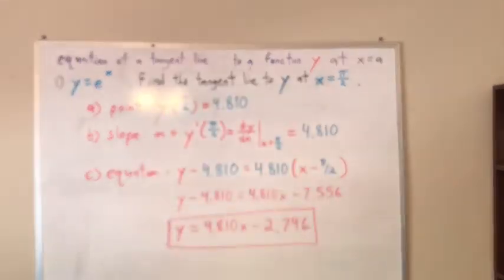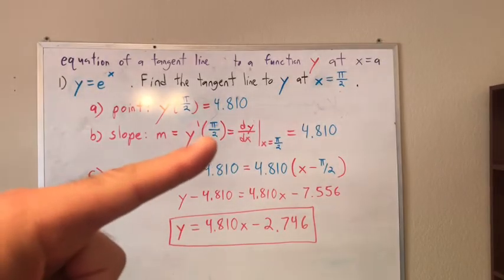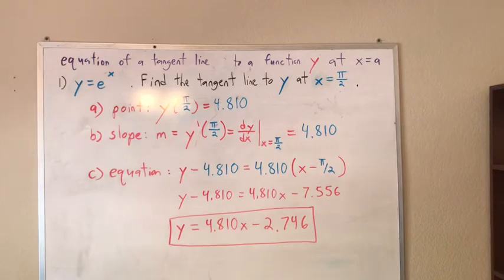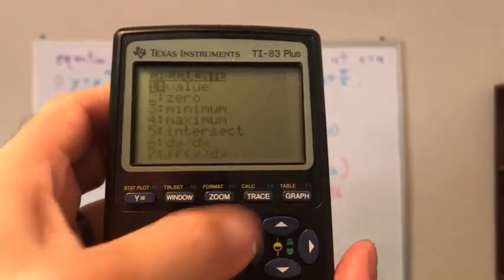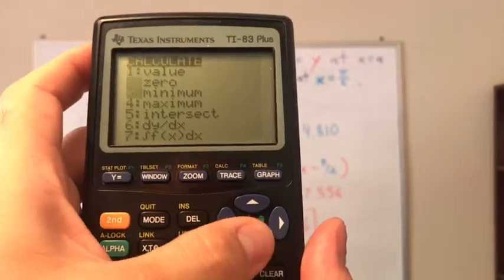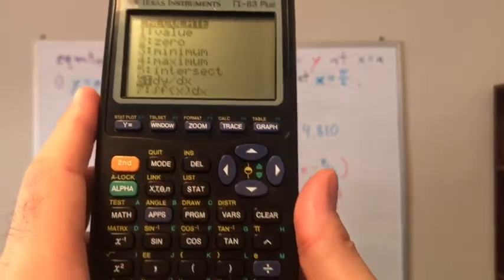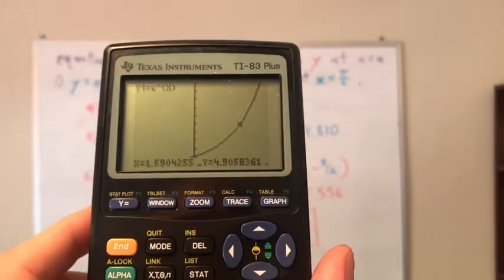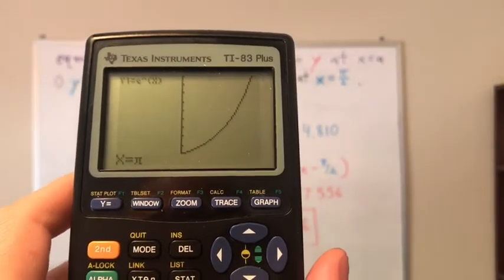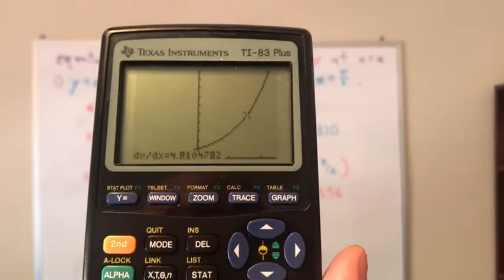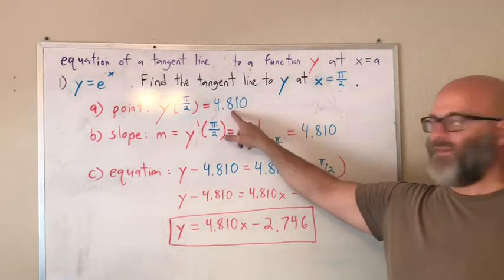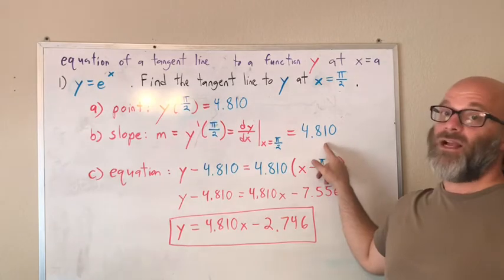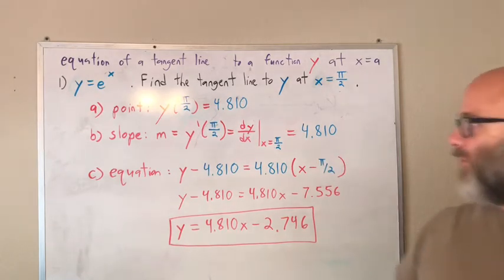Now, we want to find the derivative of y at pi over 2, or the instantaneous slope of y at pi over 2. How do we do that? No problem. Second calc, dy dx. Okay. Where? At pi over 2. All right, we get a slope of 4.810. Huh. Did you notice this? The dependent value here is the same as the slope. That's not coincidental. That's the exponential growth for you.